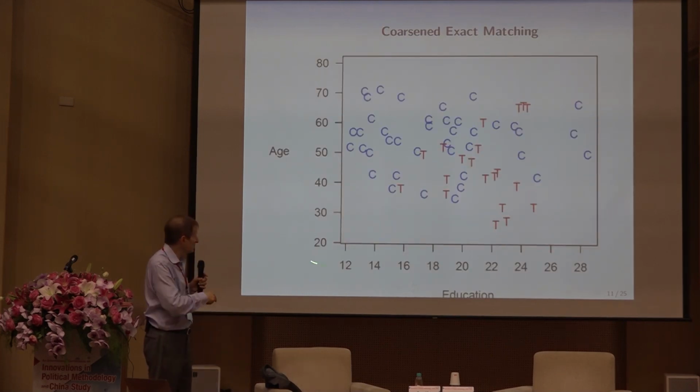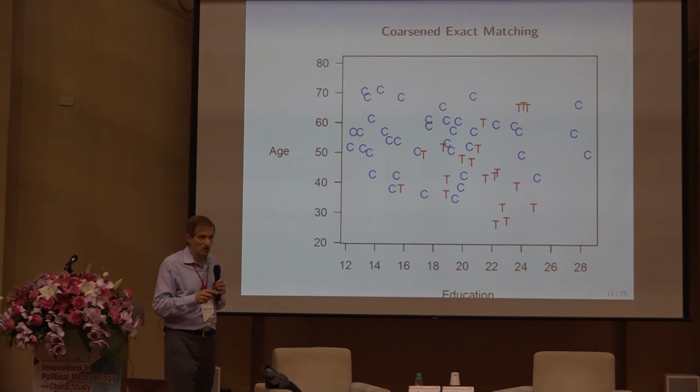Let me show you a picture. Again, we have age and education, and we have treated and control units. Instead of looking at each treated unit and finding the nearest control, what we do is break up age and break up education into these coarsened bins.